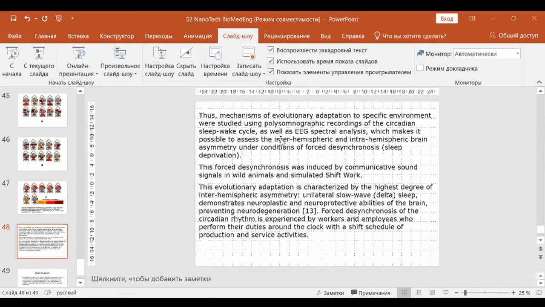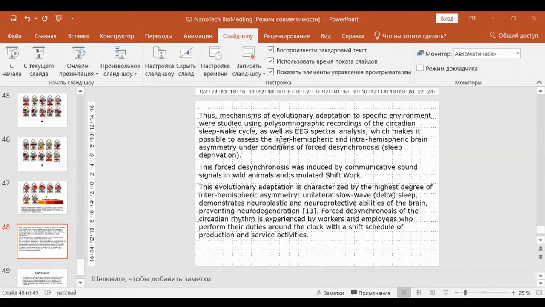Thus, mechanisms of evolutionary adaptation to a specific environment were studied using polysomnographic recordings of the circadian sleep-wake cycle, as well as EEG spectral analysis, which makes it possible to assess the interhemispheric and intrahemispheric brain asymmetry under conditions of forced desynchronosis. This forced desynchronosis was induced by communicative sound signals in wild animals and simulated shift work. This evolutionary adaptation is characterized by the highest degree of interhemispheric asymmetry. Unilateral slow-wave sleep demonstrates neuroplastic and neuroprotective abilities of the brain, preventing neurodegeneration.